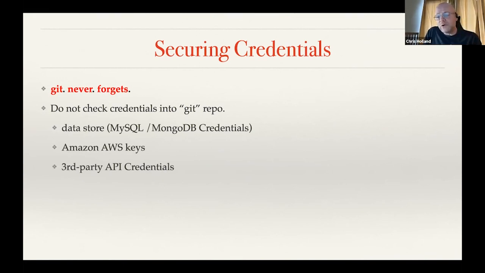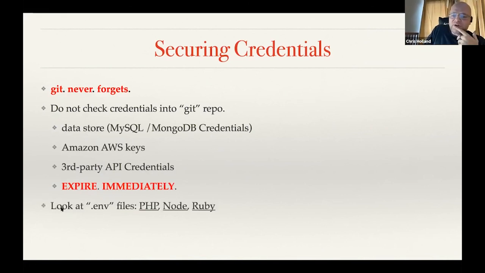If you ever do, the only safe thing that you can do, because Git never forgets, is to expire everything immediately and generate new credentials. So to store credentials, you should look at .env files. I have links on how to use those in PHP, Node, Ruby. If you're using Ansible and you want to encrypt credentials, you might consider Ansible Vault. I have a link to that as well. That's a good thing to keep in mind.